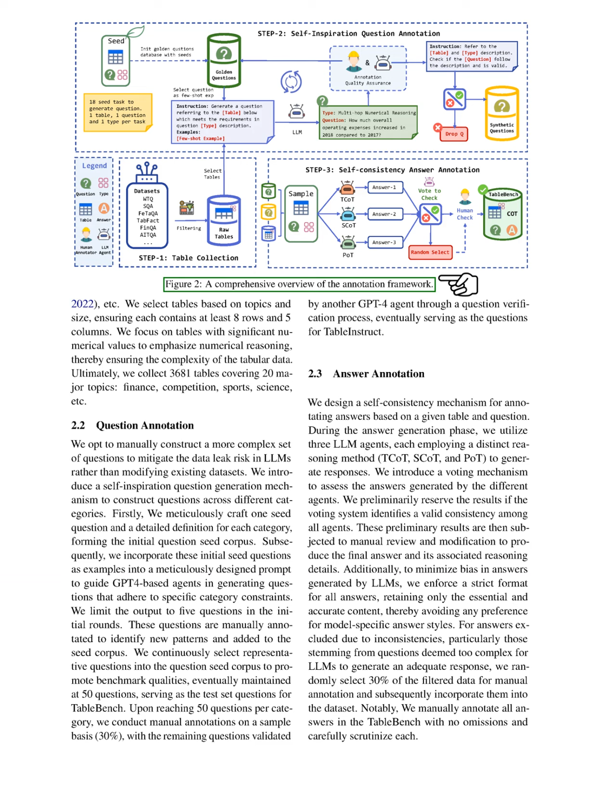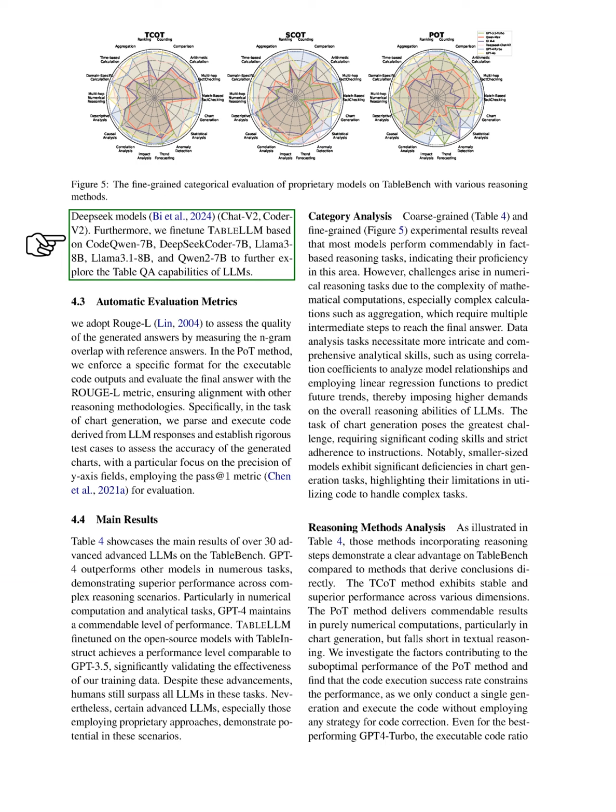Finally, we evaluate 34 models with sizes from 7 billion to 110 billion parameters, including both open-source and proprietary models. We assess various open-source LLMs like Llama 2, Llama 3, and Code Llama, as well as proprietary models such as GPT 3.5 and GPT 4. Additionally, we fine-tune TableLM based on several models to further investigate the table QA capabilities of LLMs.